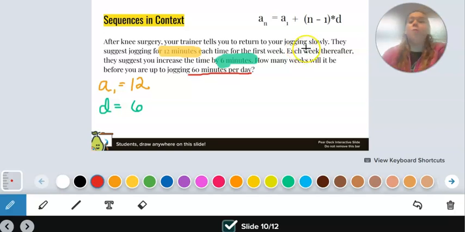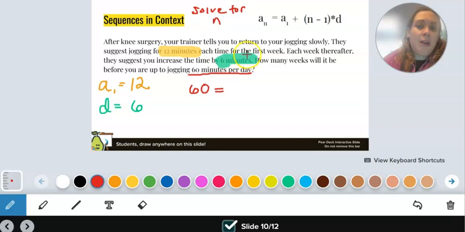So we're wondering, what is the amount of weeks it'll take to get to 60? So 60 is kind of our main goal. We don't know what n is though. So here we're solving for n. But let's just plug in what we know. So we know we want to get to 60 minutes per day. We're wondering how many weeks that will take. Well, the first week is 12. That's our A1. Plus, we don't know what n is, but we have n minus 1. And our common difference is 6.